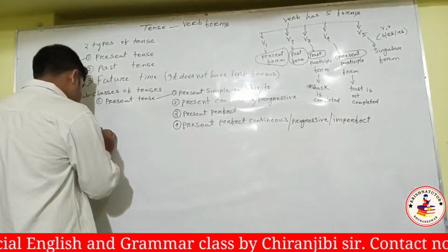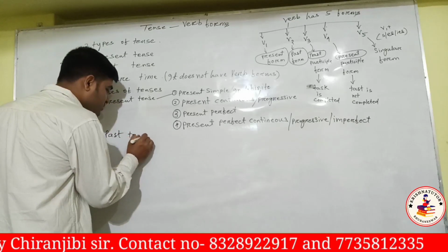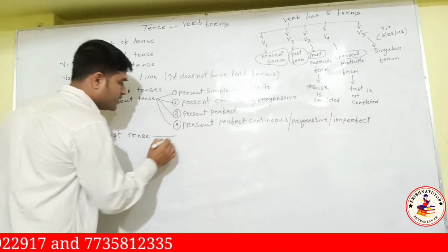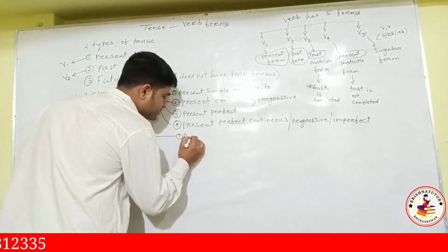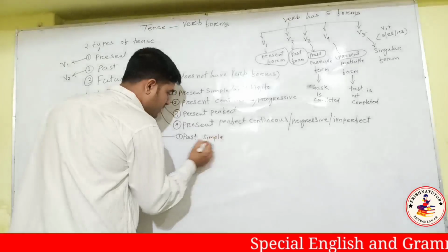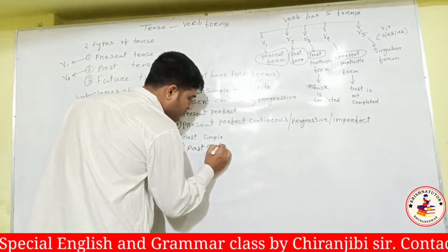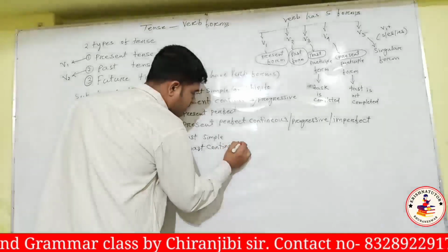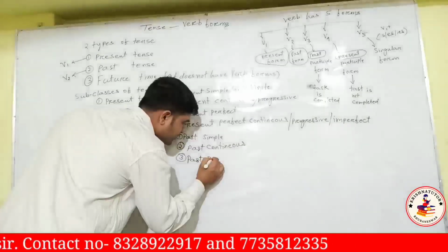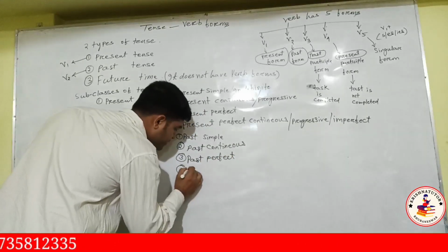If I talk about past tense, then again there are four types. We have past simple, next we have past continuous, next we have past perfect, and the last one we have past perfect continuous.